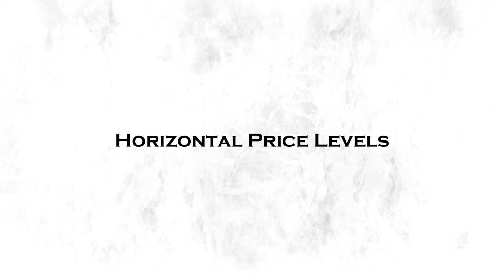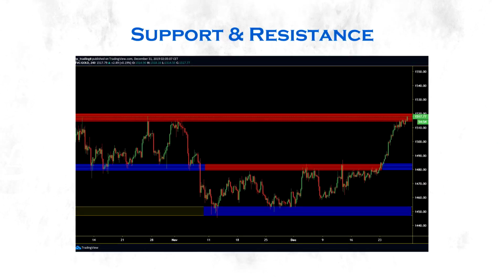So the next thing I want to talk about are horizontal price levels. You can call it support and resistance as well. Support is when the price bounces upwards. Check the blue boxes in this example. And resistance is when the price bounces downwards. Check the red boxes.